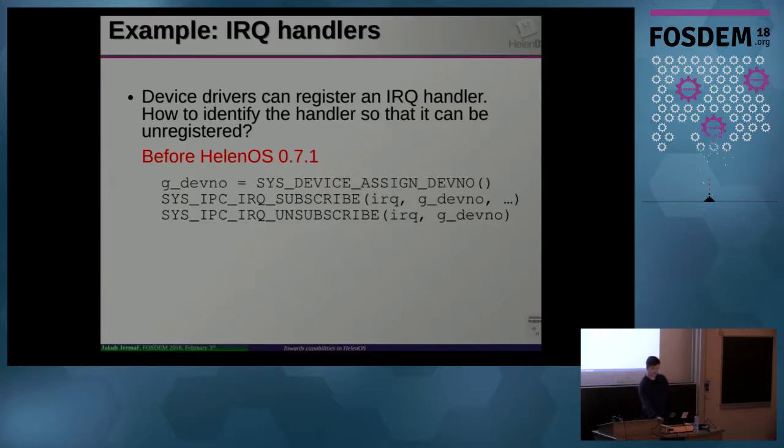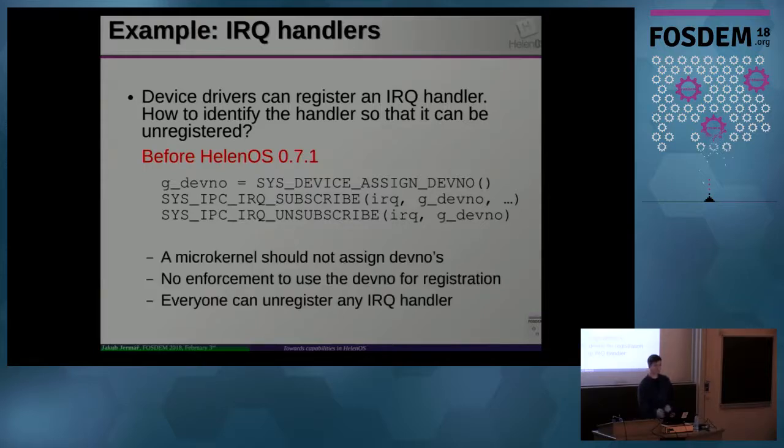I won't hold this any longer. There are a couple of problems. First of all, the microkernel should probably not be assigning device numbers, even in this stupid manner, when a device number is basically a counter and doesn't really mean anything. But the more serious problems were that the API doesn't require the caller to actually use the returned identifier, and instead the caller can use any number of its choice. So for registration it can make up something of its own, and even more serious, for deregistration it can deregister interrupt handlers of an arbitrary other task.